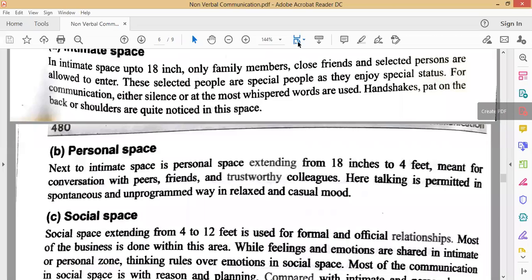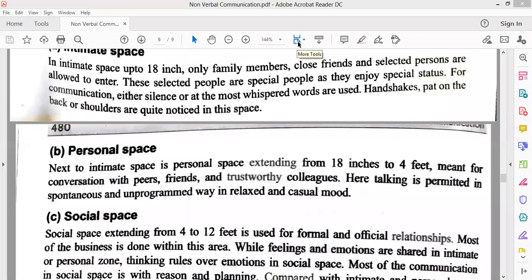So वो क्या है, वो पर्सनल स्पेस है कि ओके, we meet them every day, we do hello and hi with them, we ask them how is it, like simple questions, we interact with them on a daily basis, but they are not very close to us. So here talking is permitted in a spontaneous and unprogrammed way, in a relaxed and casual mode.